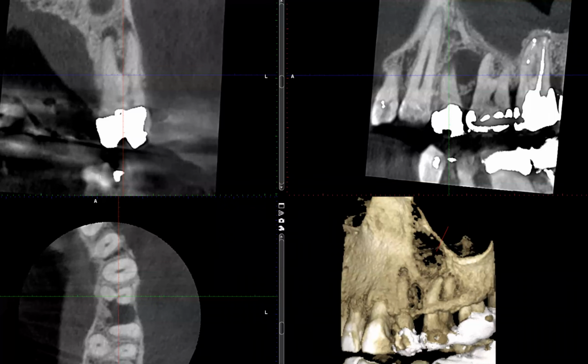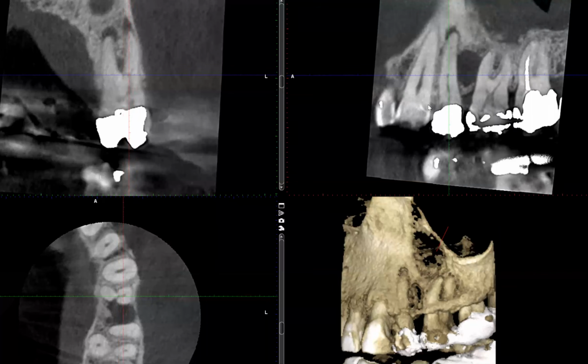Kim. So, a scan was requested by our endo resident for evaluation of tooth number 12. What the resident saw was that there were periapical radiolucencies associated with this particular premolar. However, the resident saw this well-circumscribed radiolucency at the midroot level of this premolar extending to this molar.